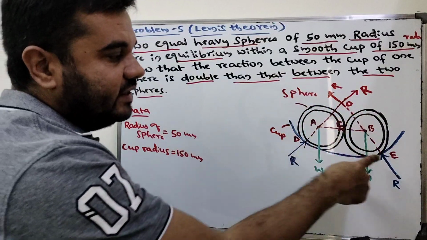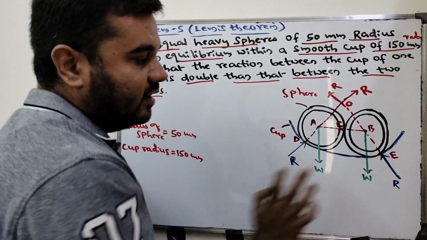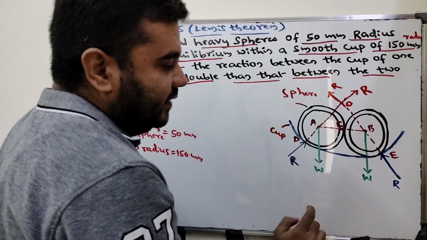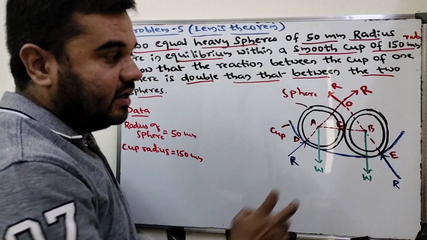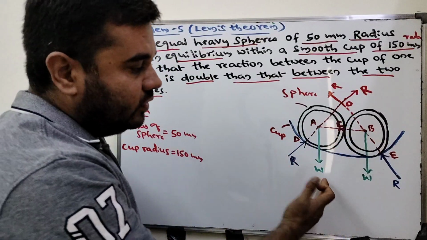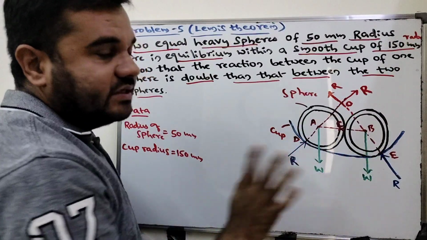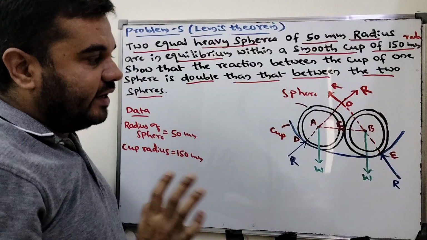And the contact is at a particular point, which means the reaction is the same. It will come R and R. Don't write R1 and R2 and here W1 and W2, because the sphere weights are the same, the W is the same. W1 equal to W2 equal to W, and because of the point of contact, the reactions are the same. Did you get the point?